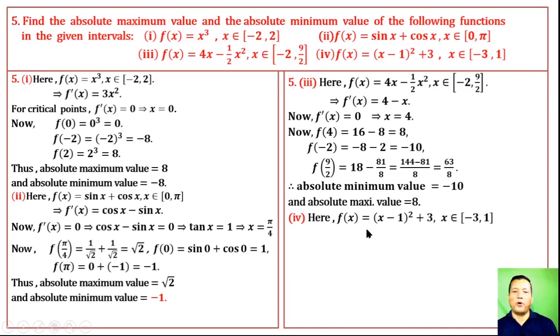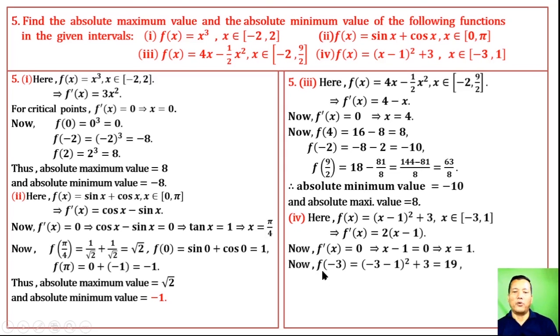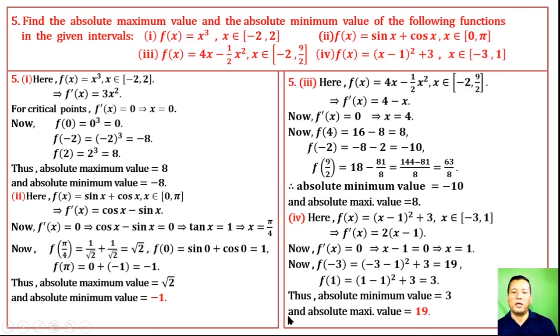For Roman number 4, f(x) is this, whose derivative is 2 times (x minus 1). Now f'(x) equal to 0 gives x minus 1 equal to 0. This gives x equal to 1. Now f(minus 3) is 19. f(1) is 3. Thus absolute minimum value is 3 and absolute maximum value is 19.